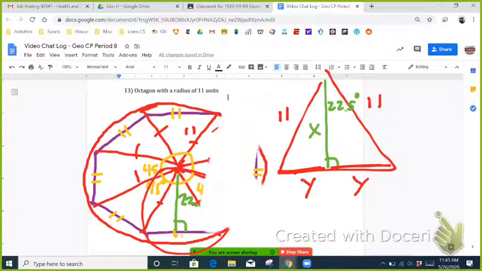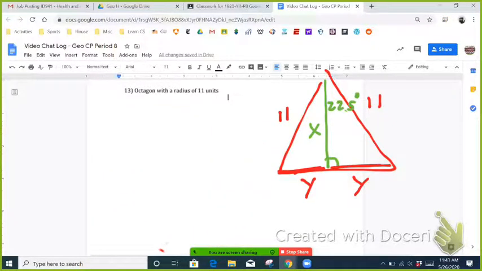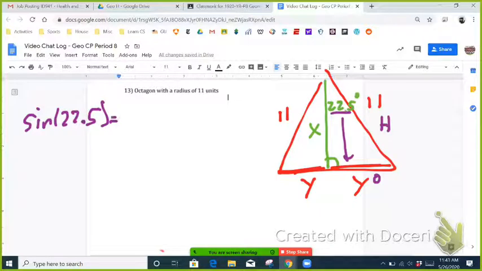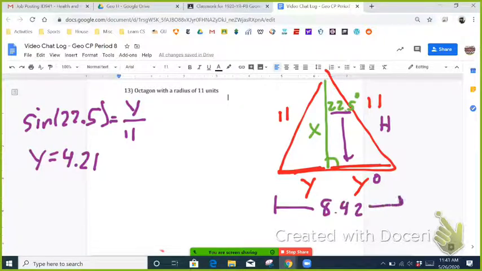Okay, so now I just have to do SOHCAHTOA to find X and Y. I'm going to use sine to find Y and cosine to find X, because if I'm using this angle, that's going to be the opposite leg, and that's the hypotenuse. So the sine of 22.5 is equal to opposite over the hypotenuse. If you cross multiply, you do 11 times the sine of 22.5 on your calculator, and you get 4.209. So we'll round it up to 4.21. So that entire base is going to be 8.42 from there to there.